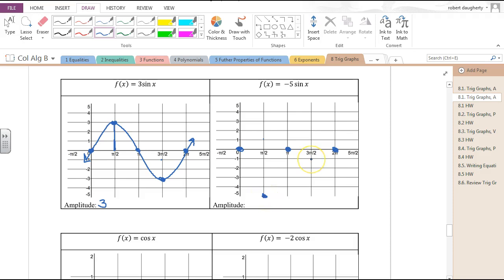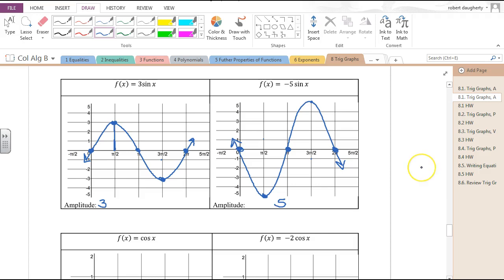Normally, it would go down to negative 1 at that point. But what happens when the negative 1 is multiplied by the negative 5? Positive 5. So this graph looks like this. What is the amplitude? The amplitude is 5. Pretty straightforward, guys. Right?